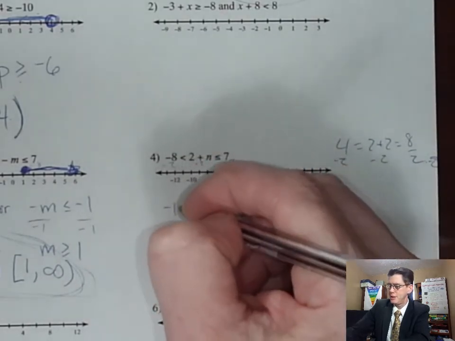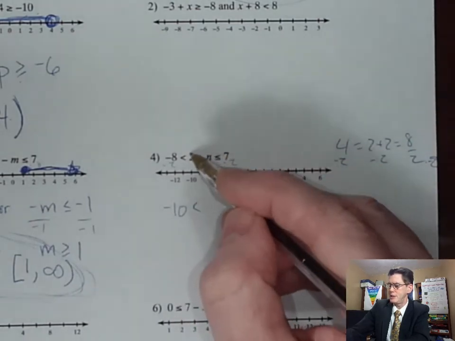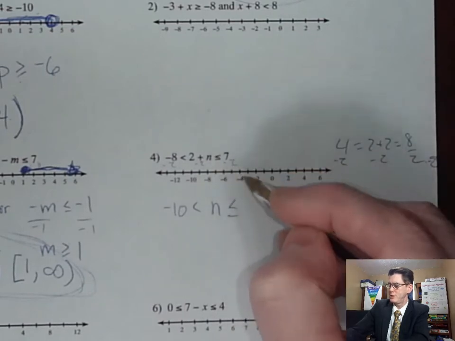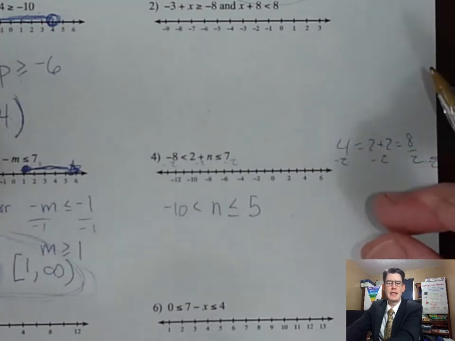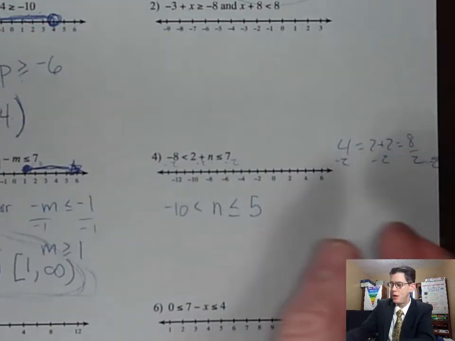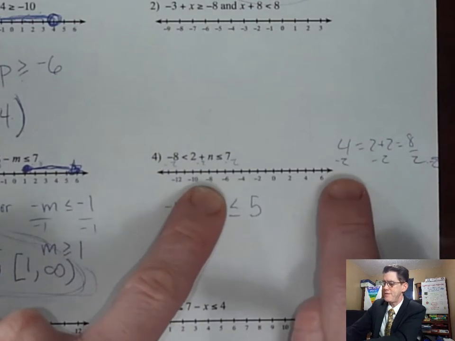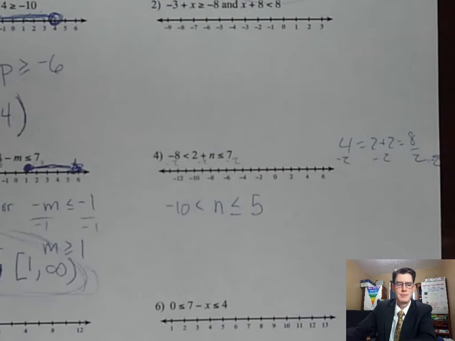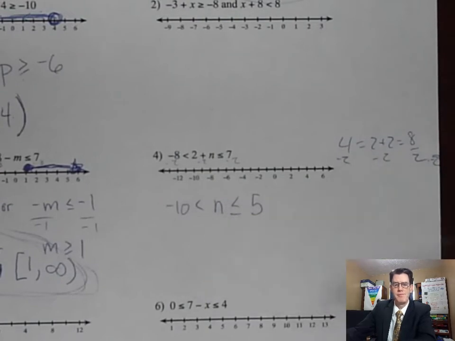So that becomes -10 less than, so let's see, subtract the 2, that's n by itself, less than or equal to 7 minus 2 is 5. All we've done with that inequality is we've just shifted it down 2 on the number line. That inequality was related to -8 and 7. We've just subtracted off. We've just shifted the whole thing down 2 spaces. So there's the solution.